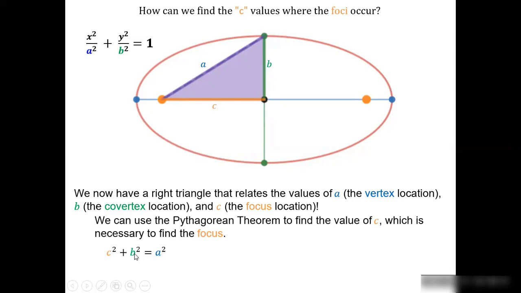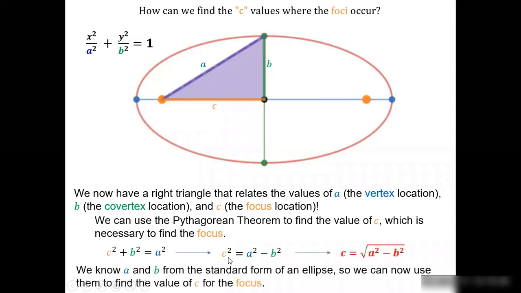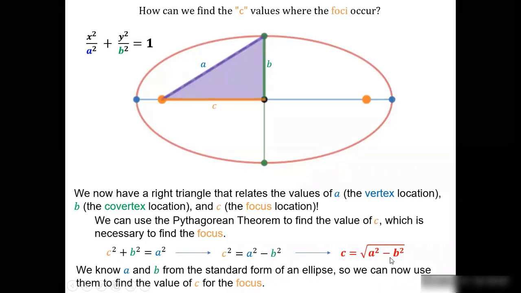And so notice, we already know A and B because of the fact that we have our original equation, so we can simply solve for C by subtracting B squared. And now to solve for C, take the square root. And I can find my C value for my focus simply by using each of these two denominators. In order to find C for the focus, we simply take the square root of A squared minus B squared.